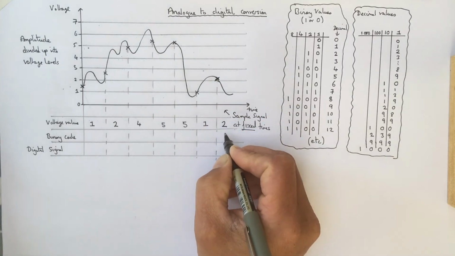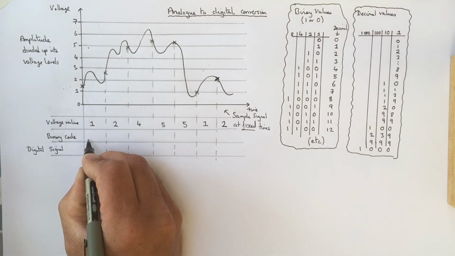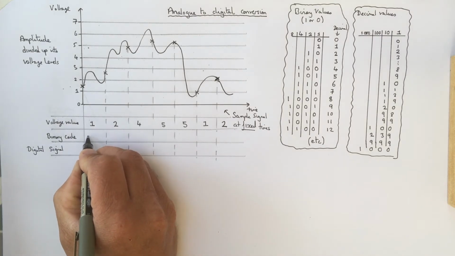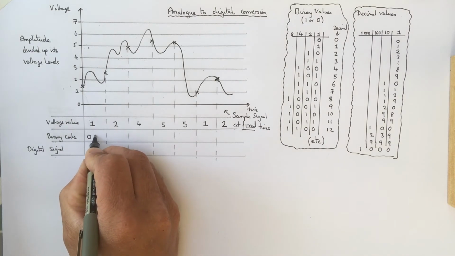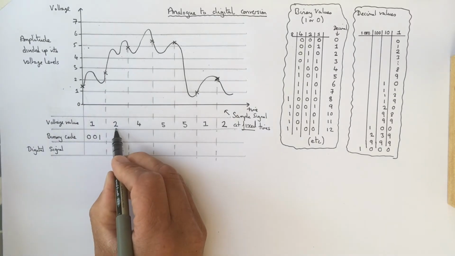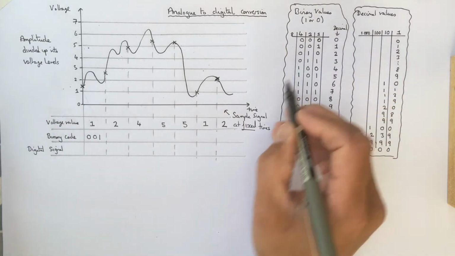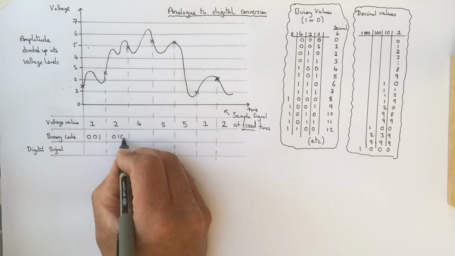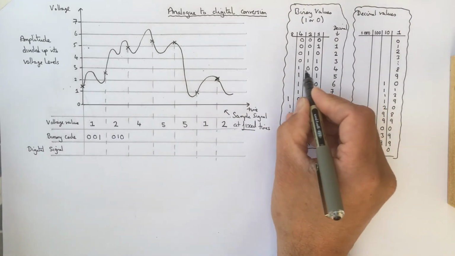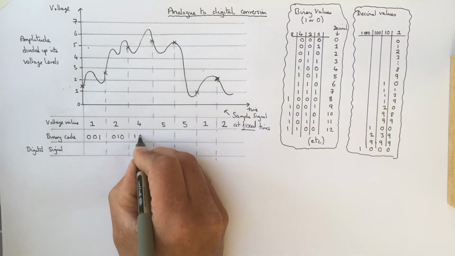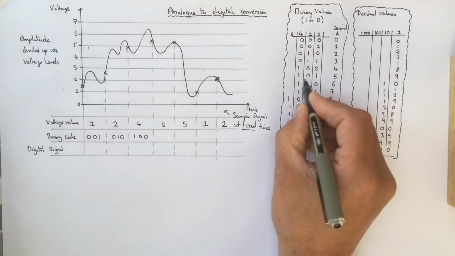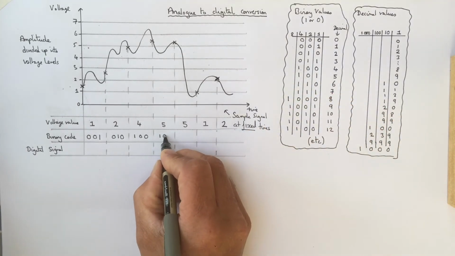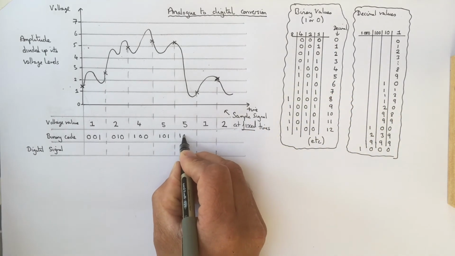So we now have to convert this analog voltage value into a binary code. So the first one, 1, will be 001. Our second value, 2, will be 010. The next value, 4, will be in binary 100. Then 5 will be 101. The other 5 will be 101. And so on.